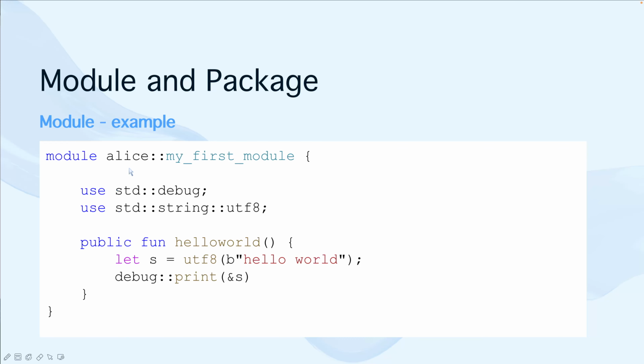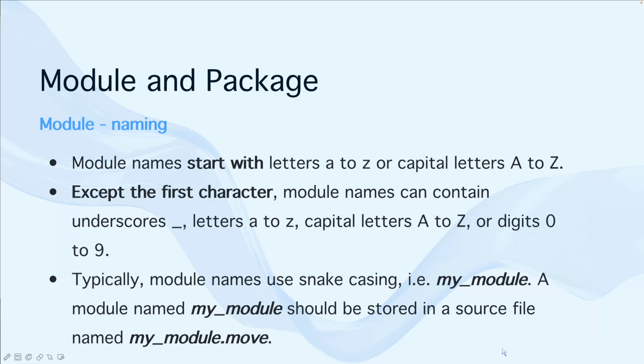Alright, for the naming of modules, names start with letters A to Z or capital letters A to Z. After the first character, module names can contain underscores, letters A to Z, capital letters A to Z, or digits 0 to 9. So typically, module names use snake casing. For example, my_module. A module named my_module should be stored in a source file named my_module.move.